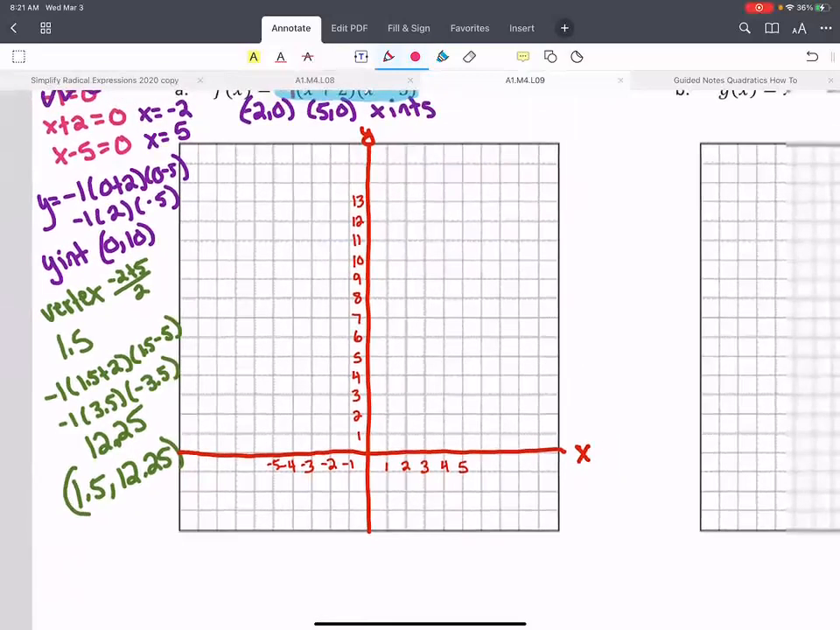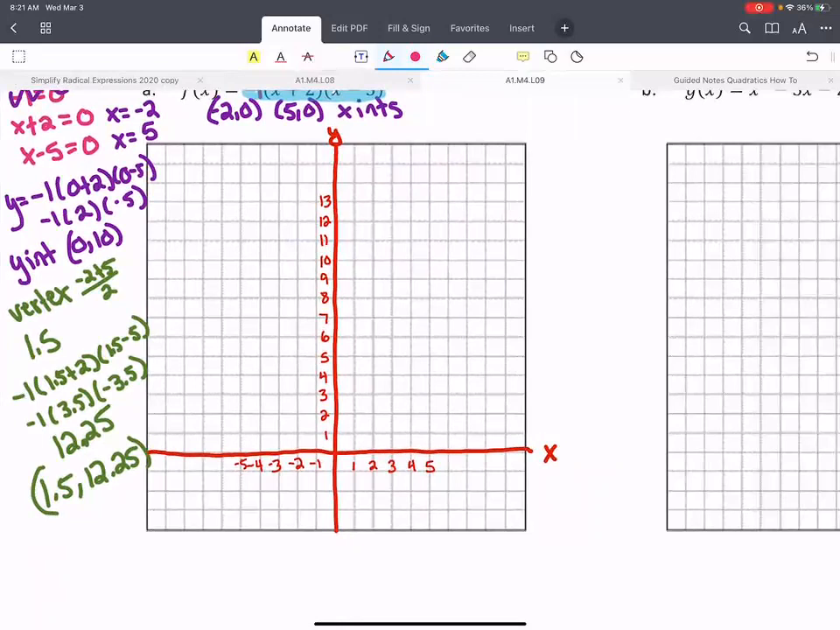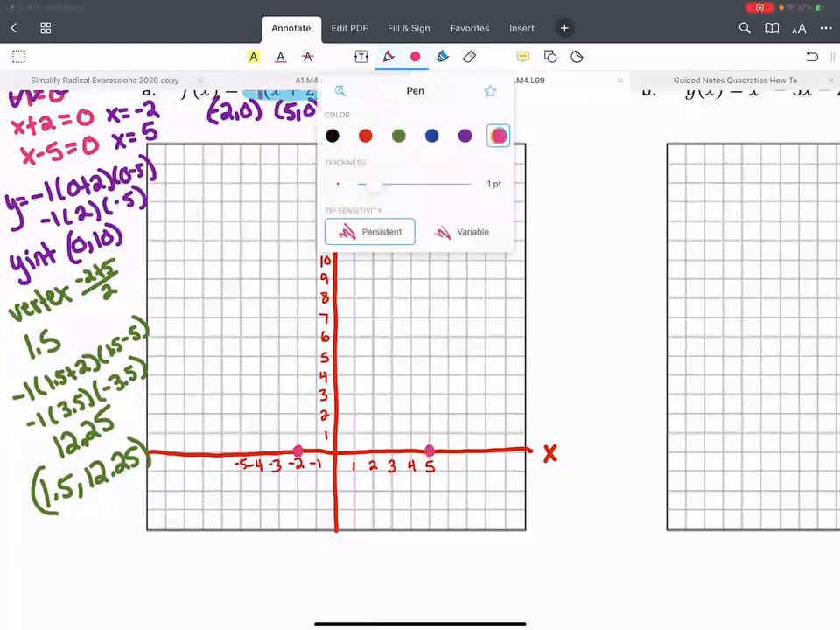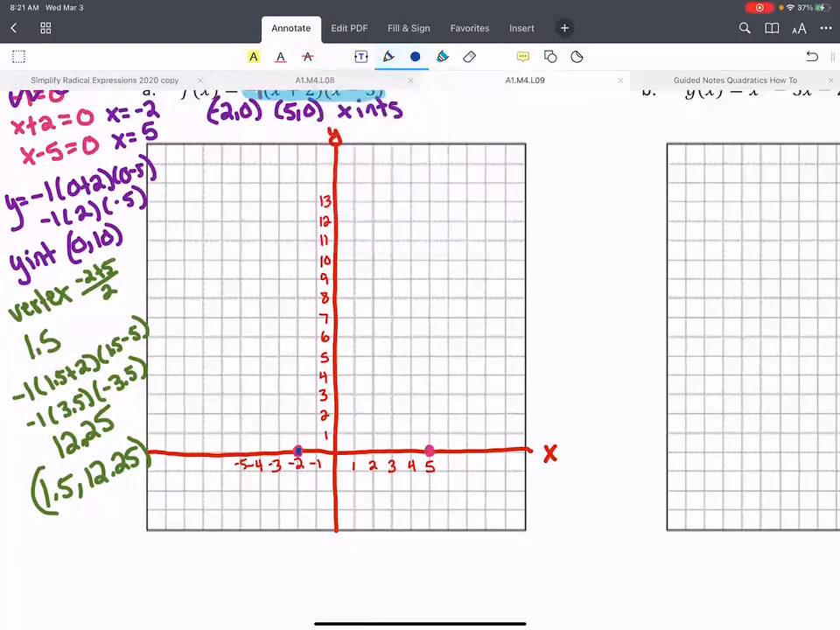Okay. The first thing I want to put on here are my x-intercepts. So I had an x-intercept at -2, 0. Had an x-intercept at 5, 0. So I'll put those 2 points on. Kind of hard to see the pink on top of the red. I'll switch to blue.